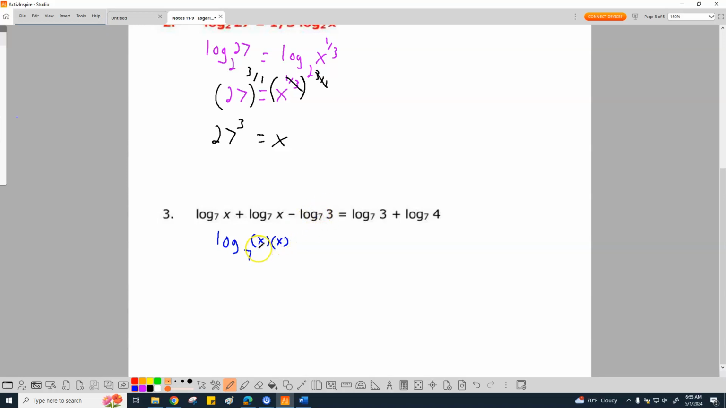And then minus 3, minus means division, so it's going to be on the bottom. So I have that equals, and then log base 7, 3 times 4 is what I end up having there. So I'm going to rewrite these cleanly. So again, that minus sign indicates it's going to be beneath on the denominator. And then this is 2 x's. X times x is x squared, y'all. X times x is x squared. So I end up with x squared over 3 equals log base 7, 12. So now I have log base 7, I have a term up here.